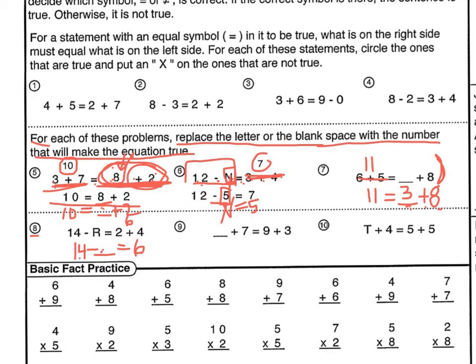Well, 14 take away some number is equal to 6. The number you take away from 14 to make 6 is 8. And if you're stuck on that, you could draw 14 lines. I'll do it up here. Let's just say, is that 14? 1, 2, 3, 4, 5, 6, 7, 8, 9, 10, 11, 12, 13, 14.